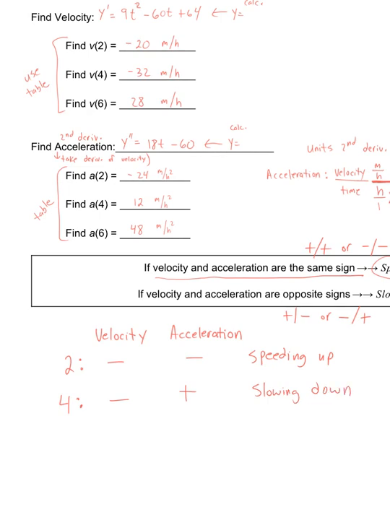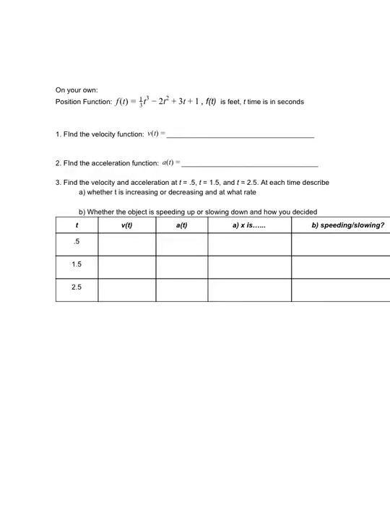And finally, at 6 hours, up here, at 6, our velocity is positive, and at 6, our acceleration is positive. So our signs are the same, positive and positive. So at 6, we are speeding up. So we have to remember, if we are trying to figure out, not speeding down, hello, we are speeding up. Okay, so just remember, if you're asked if you're speeding up or slowing down, you look at both functions, the velocity and the acceleration.